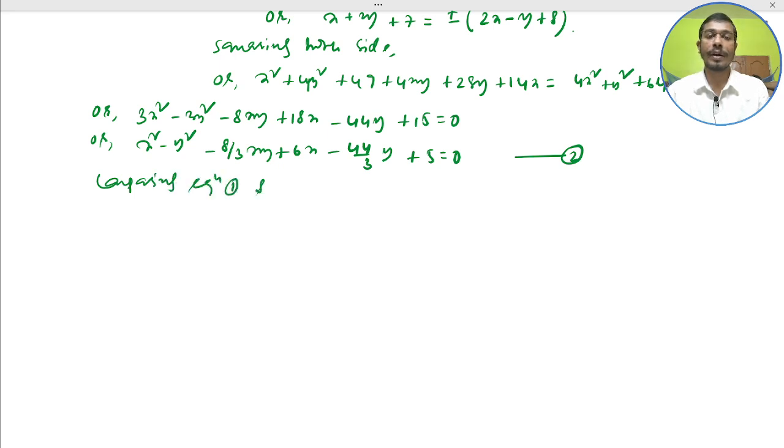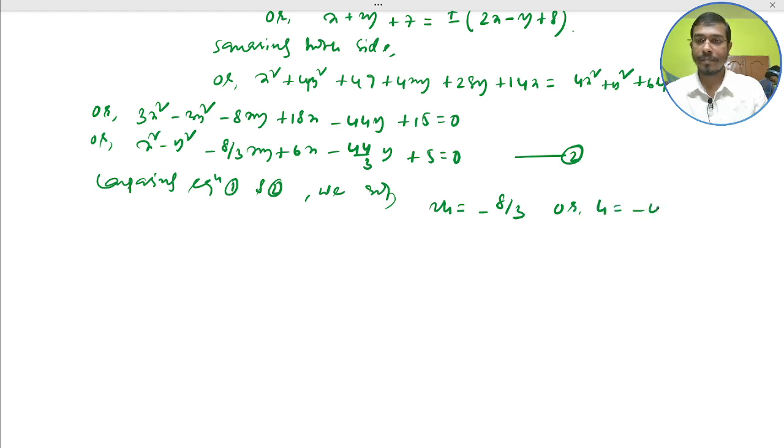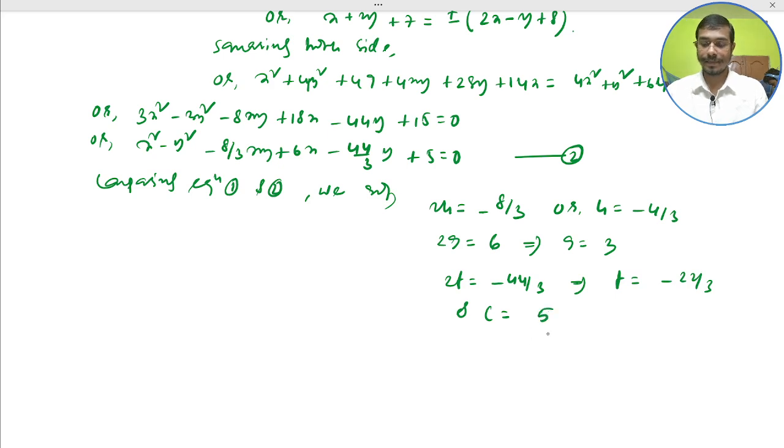Comparing equation 1 and 2, we get that twice h is equal to minus 8 by 3, or h would become minus 4 by 3. And twice g is 6, so g would be 3. And twice f is minus 44 by 3, and that implies f would be minus 22 by 3, and c is 5.